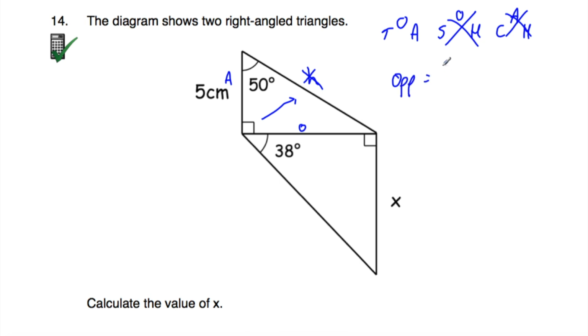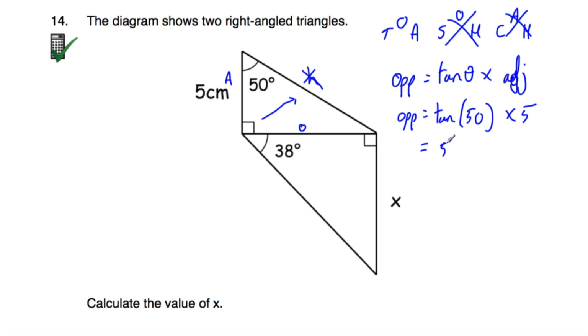The opposite is equal to tan of the angle, so tan theta, multiplied by the adjacent. So we now know that the opposite is equal to tan of the angle multiplied by the adjacent. Let's substitute in our values. The opposite, well that's what we're trying to find, is equal to the tan of the angle, so that's the tan of 50 degrees, and then close brackets, multiplied by the adjacent, which is 5 centimeters. So if we do tan of 50 multiplied by 5, that'll tell us the length of this side here. So let's do that.